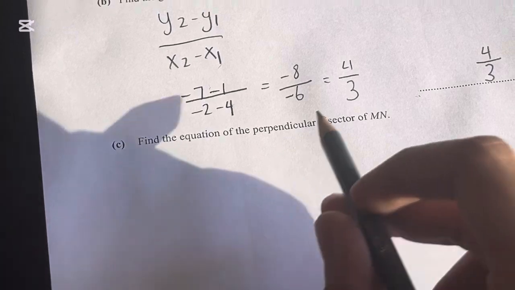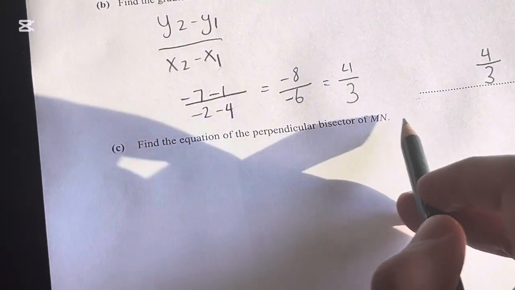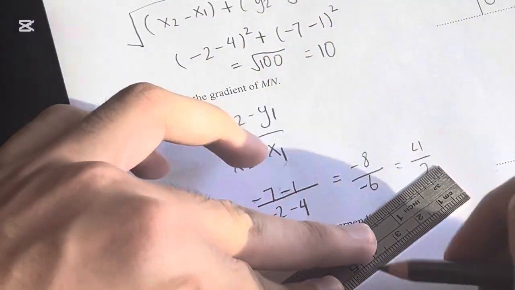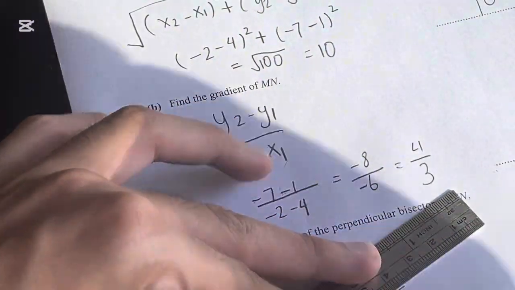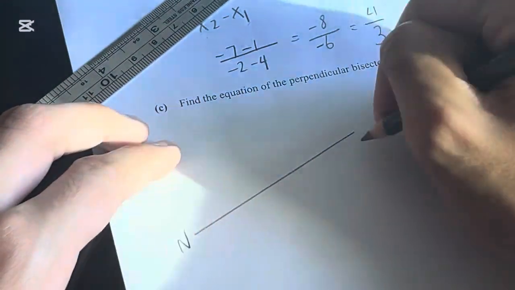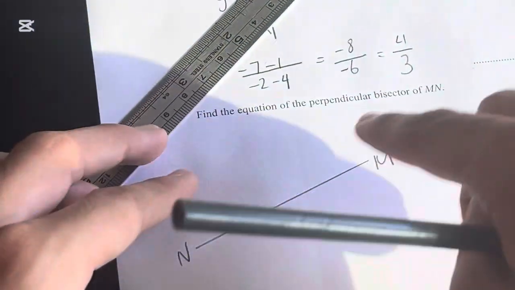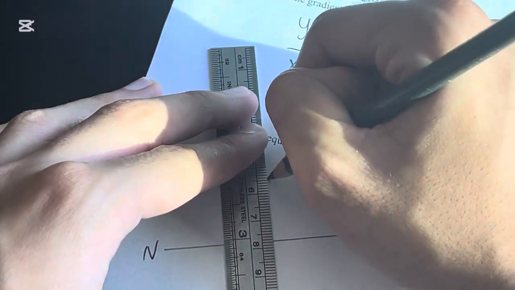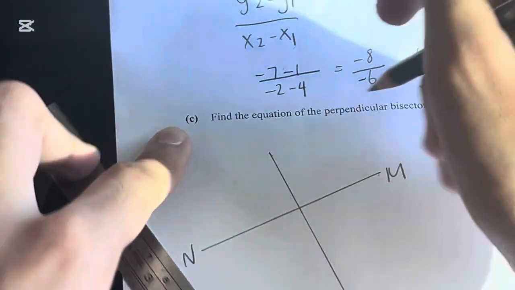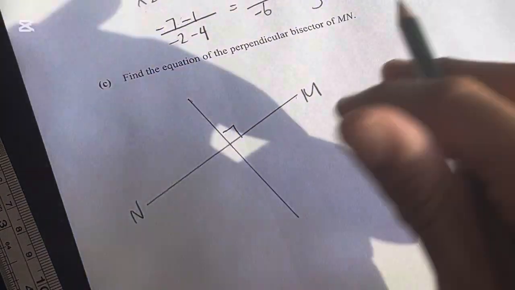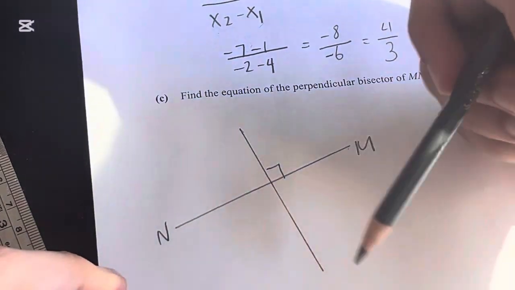Now we need to find the equation of the perpendicular bisector of MN. So for example, if I draw a line like this, let's say this line is MN, okay? So I'm going to label this part N and this part M. And if I draw a line perpendicular to this, somewhere here in the middle, let's say this line is perpendicular to MN, and we need to find the equation of this line. So step 1, we're going to work out the gradient of this line.